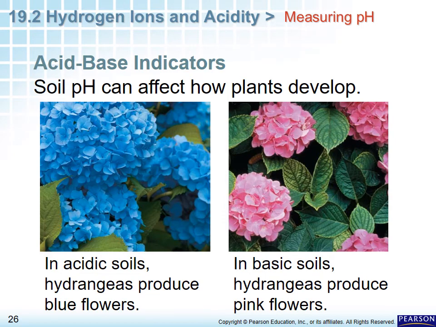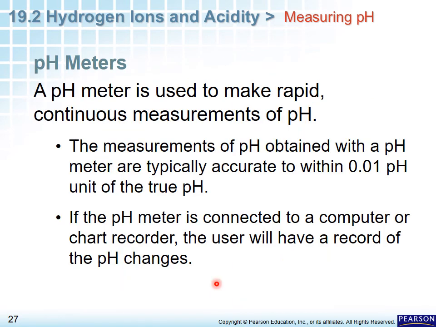Okay, now acid-base indicators in nature. Soil pH can affect how plants develop. In acidic soil, hydrangea produces blue flowers, and in basic soil, hydrangea produces pink flowers. Okay, so what is hydrangea? It is like a shrub or creeping plant.